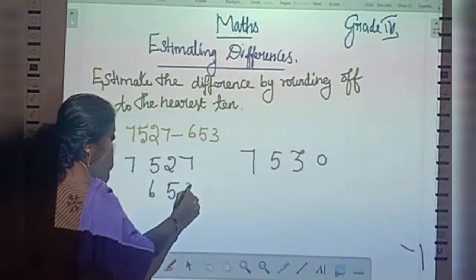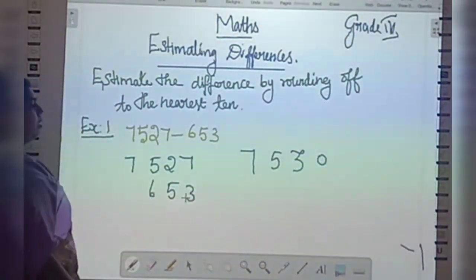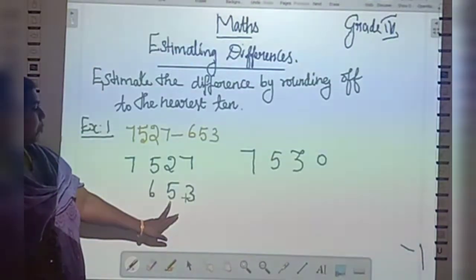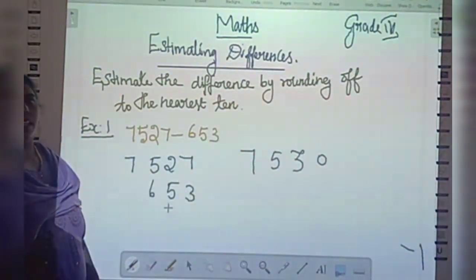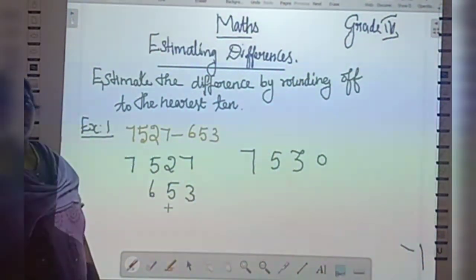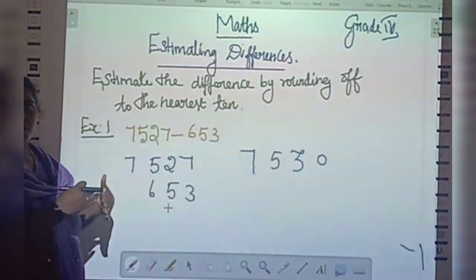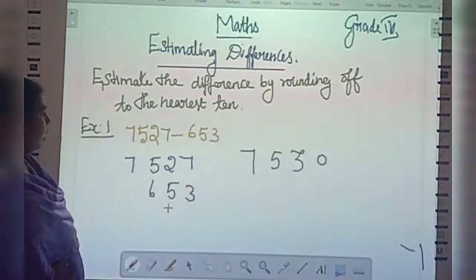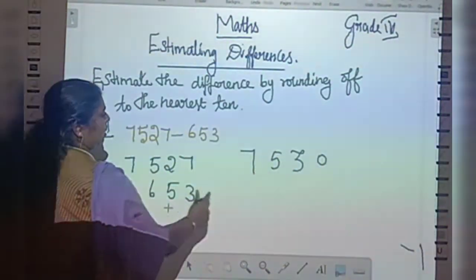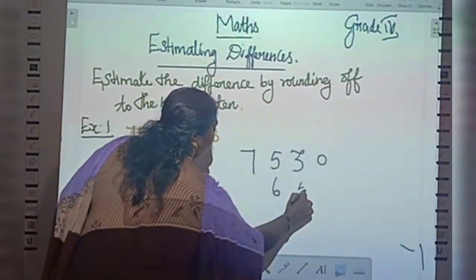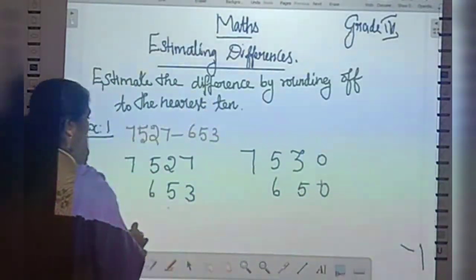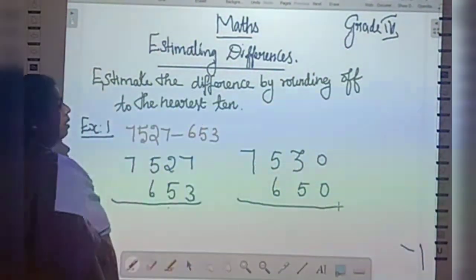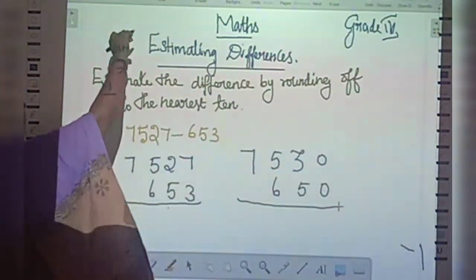Next, 653. See here the nearest 10. In the 10's place is 5, that means 53. 53 to the nearest 10, how much? The number is closer to 50 or 60? 50. So the estimated value is 650. Now you subtract separately. This is the estimated value, so subtract these two values.